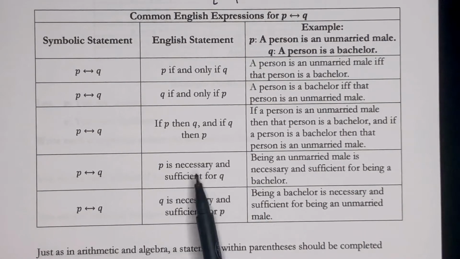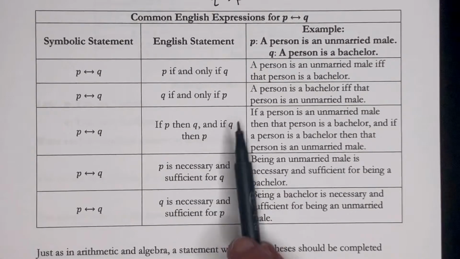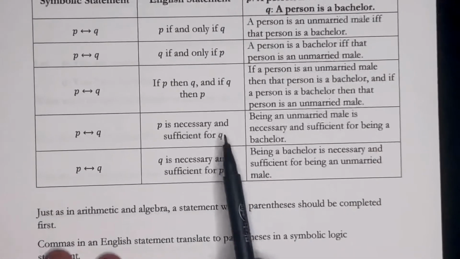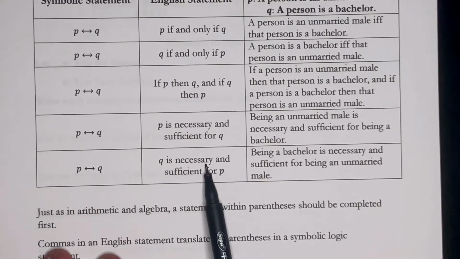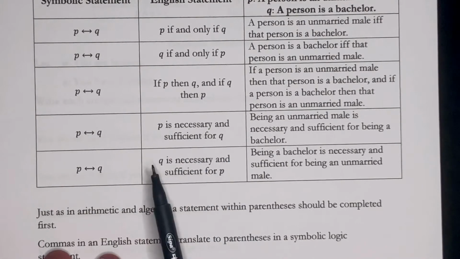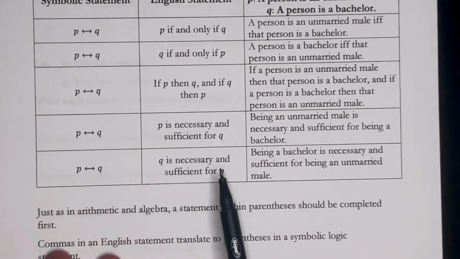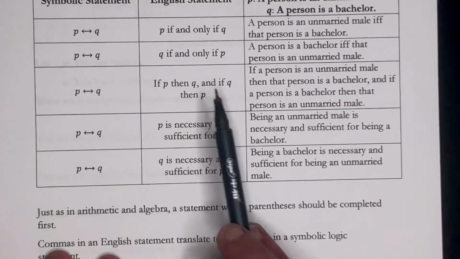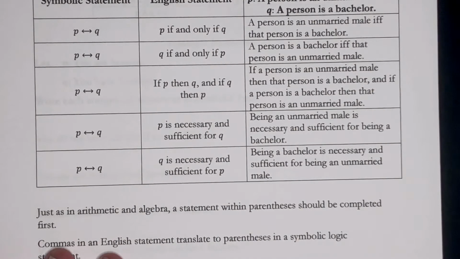All right, and then the necessary and sufficient parts. We said that we can flip them around, and these two both say that. P is necessary and sufficient for Q. And Q is necessary and sufficient for P. All of these are saying the same thing.